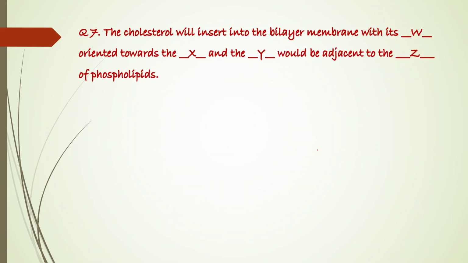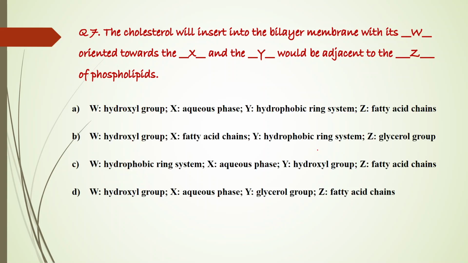So, hope this is clear. Moving to our next question. Here it states, the cholesterol will insert into the bilayer membrane with its, there is a blank which is denoted as W, oriented towards the, again there is a blank, and the third blank is would adjacent to the phospholipids. So these are your options. You have to fill W, X, Y and Z. This is your full sentence. You have to complete this sentence by putting the appropriate W, X, Y and Z.